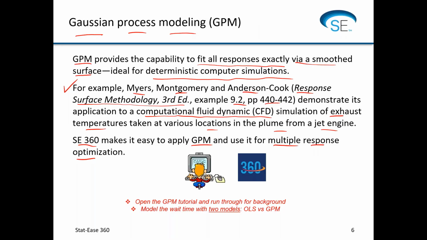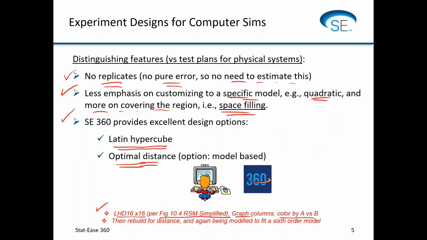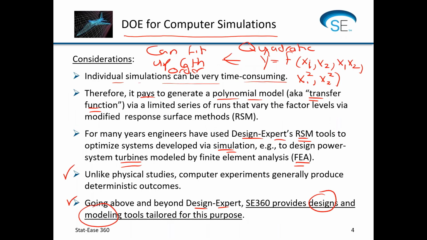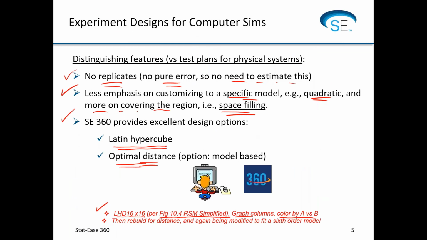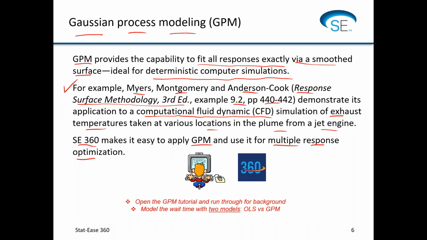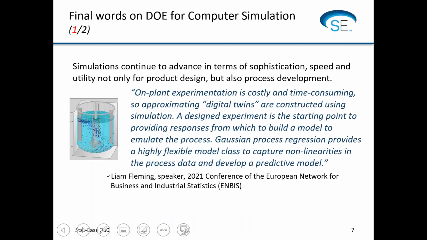So that gives you a run through of tools that are used for DOE on computer simulations with deterministic outcome. We have designs that are specifically aimed at that, and we have models that are specifically aimed as well, along with the traditional option of the polynomial models that can be used as transfer functions. So that's still in play.